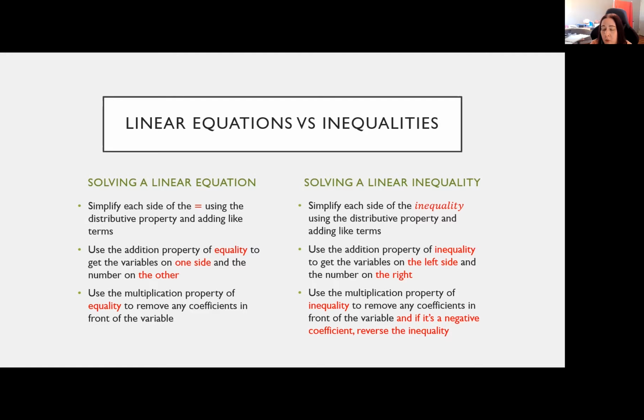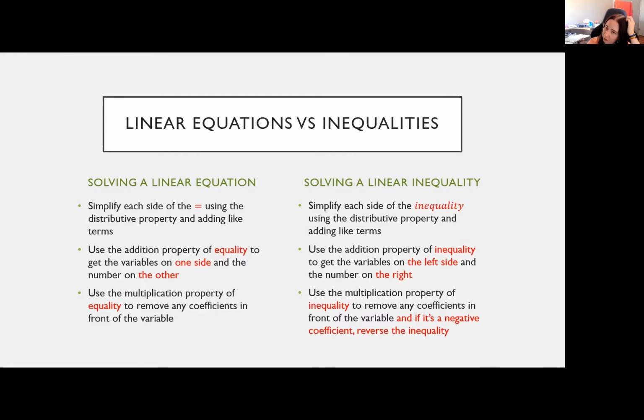When we're solving an inequality, we always put the variable on the left and the number on the right. With an equation it doesn't really matter, but with the inequality it does, because of the way we read them from left to right and how the direction matters for what the symbol means. We still add or subtract on both sides. Then we use the multiplication property to get rid of coefficients, just like with an equation. But with an inequality, if you're multiplying or dividing by a negative, the inequality changes direction. So it flips. That's an important difference between solving an equation and a linear inequality.